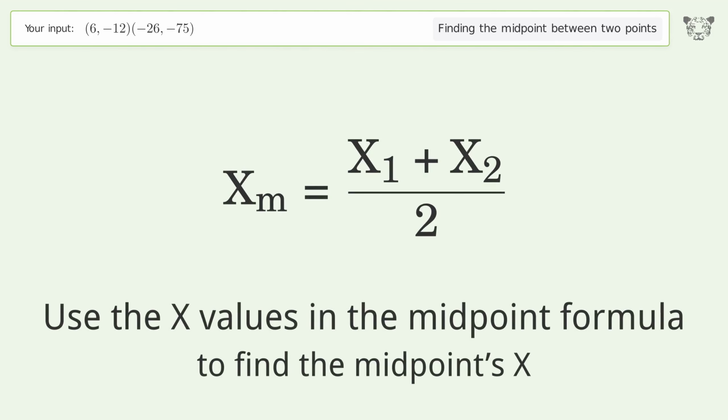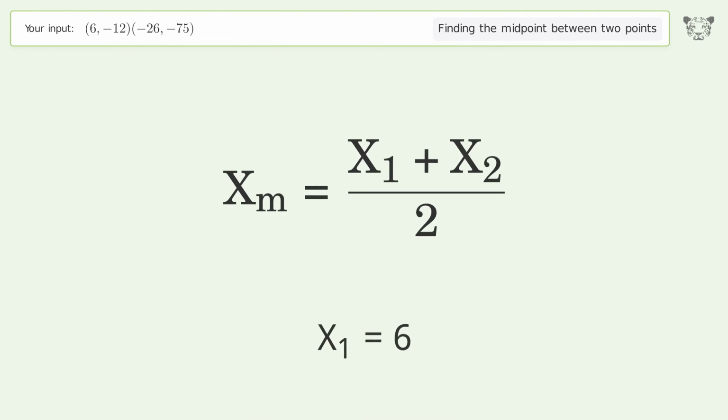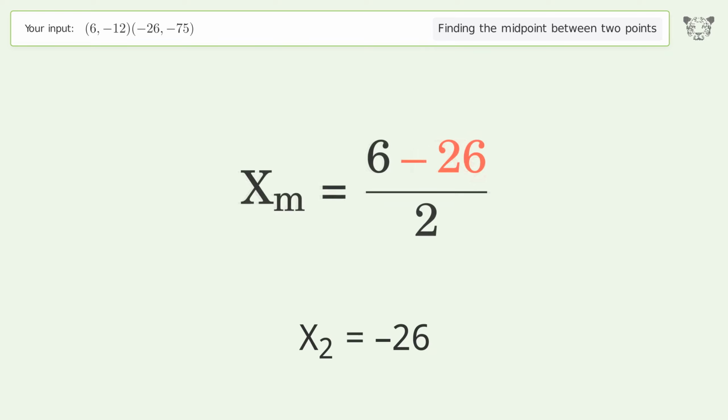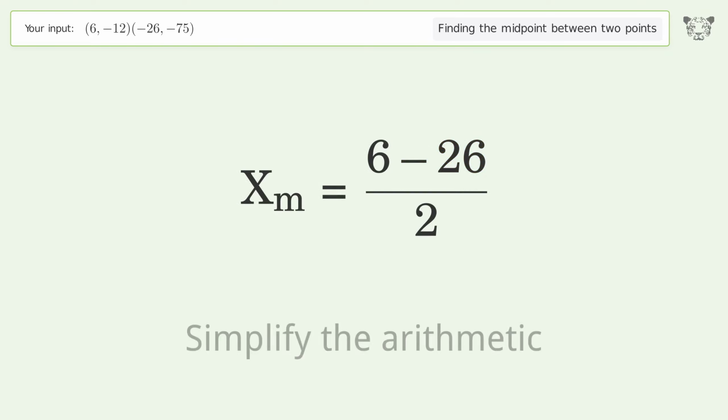Use the x values in the midpoint formula to find the midpoints x. x1 equals 6. x2 equals -26. Simplify the arithmetic.